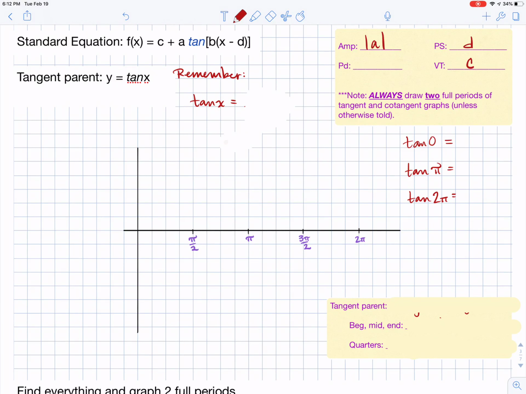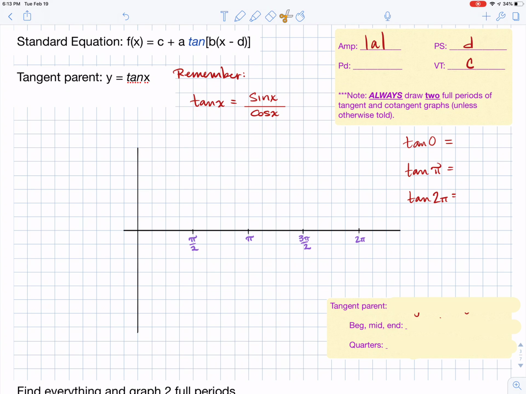Hey folks, this is the third video in this section, and this one deals with the tangent parent. All right, remember back to some of the ways that we have talked about tangent. SOHCAHTOA says that tangent is opposite over adjacent. We've said that tangent is the y value over the x value. And another one that we've talked about frequently is that tangent is going to be sine divided by cosine.